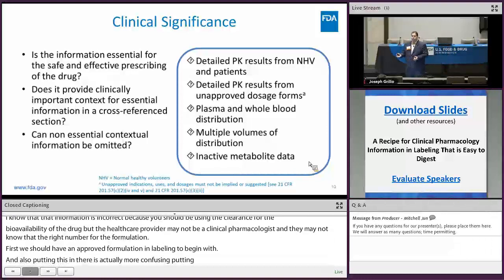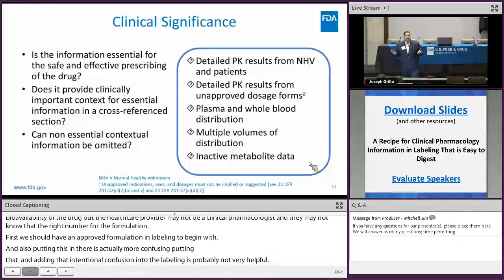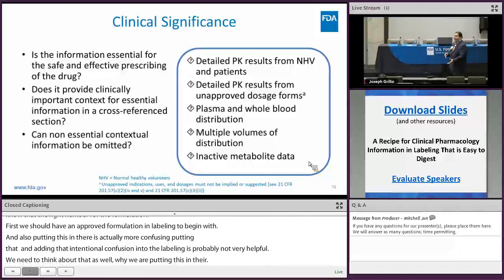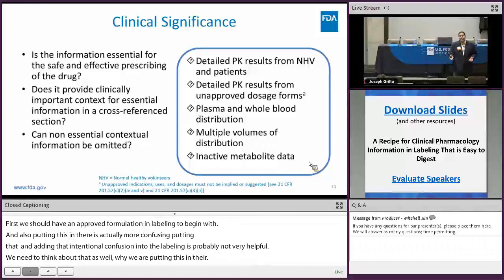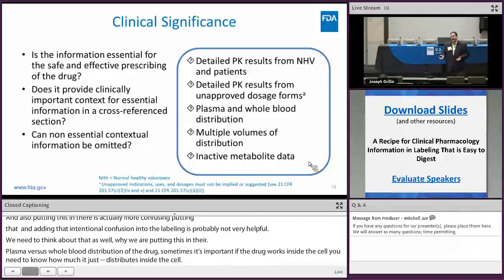Plasma versus whole blood distribution of the drug. Again, sometimes it's very important. If you have a drug that actually works inside the cell, you'd like to know how much of it distributes inside the cell. In that case, very important. Putting it in because we did the study and for completeness sake, might as well throw it in there. Probably not as helpful because the healthcare provider is going to try to figure out, and we've heard them say this, when we put this kind of stuff in there, they try to figure out why we put it in there. And sometimes they overthink the problem. So we have to think about that too.